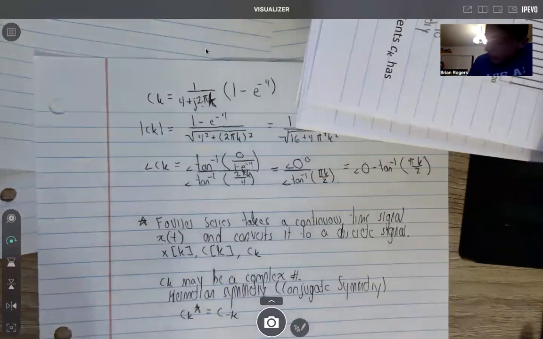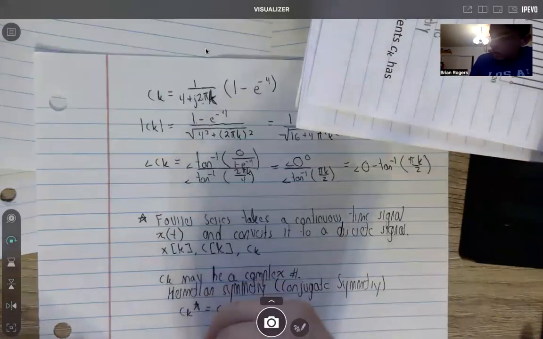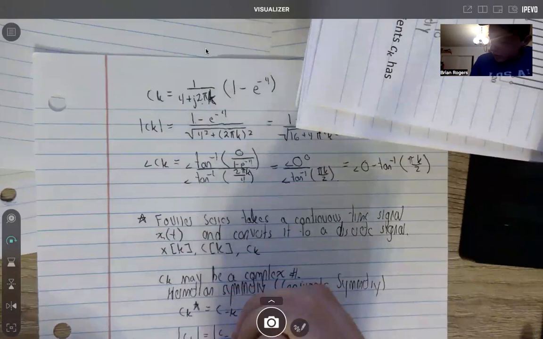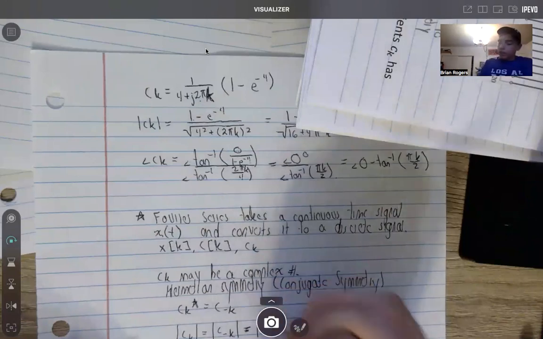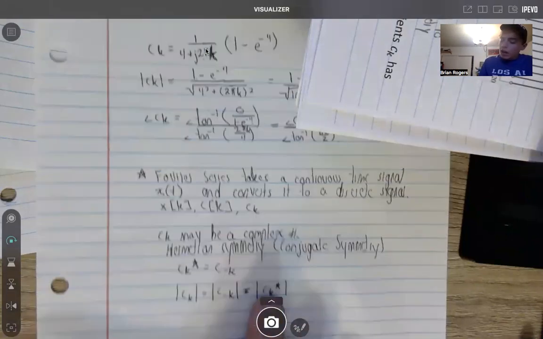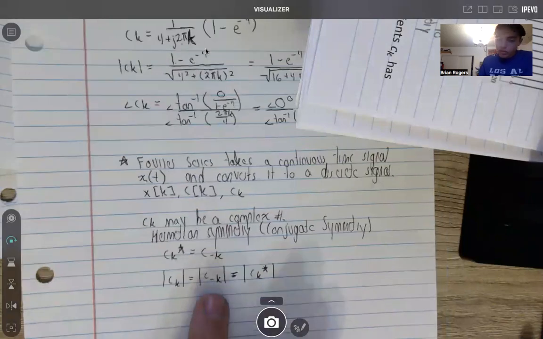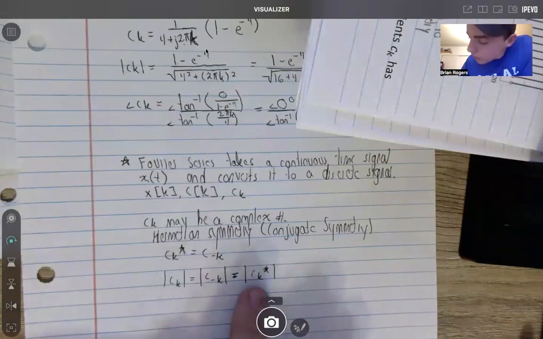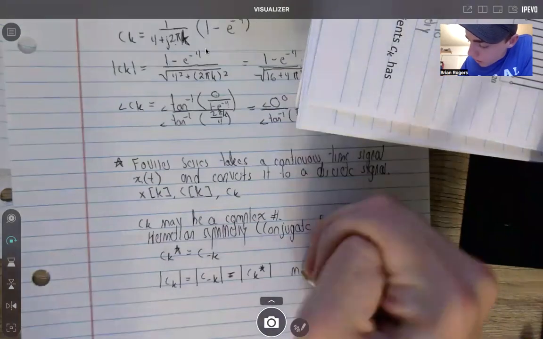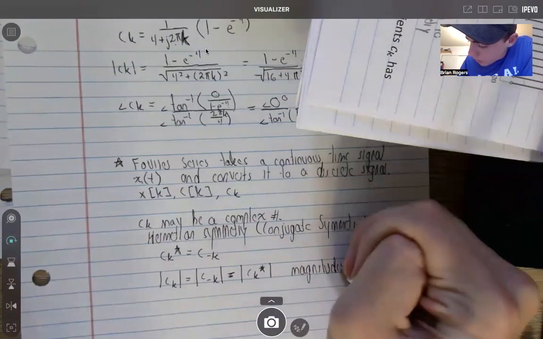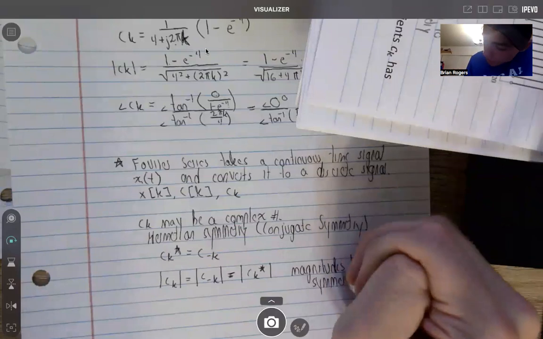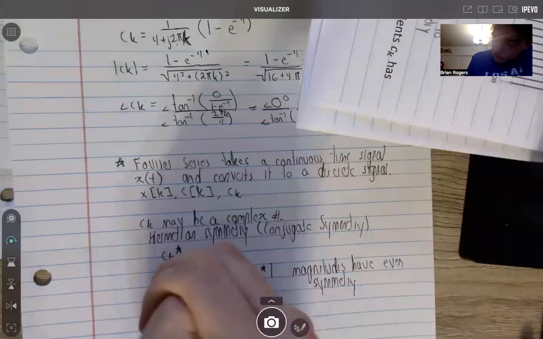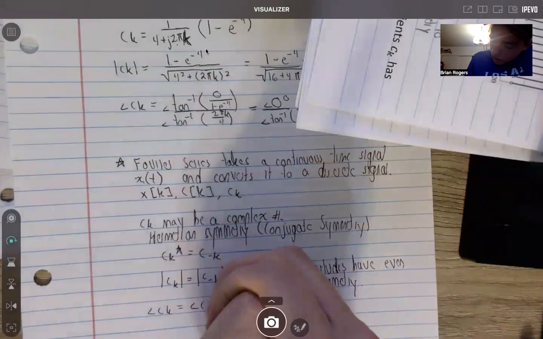So you're going to notice that the magnitudes have even symmetry, as in Hermitian symmetry. The conjugate is going to have the same magnitude as the negative value of the signal, and it has the same magnitude as the signal itself. So the magnitudes have even symmetry, but the phases have odd symmetry. Where you have c of k is equal to c of negative k, which is equal to c of k.